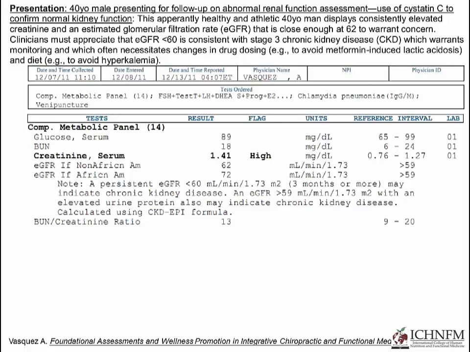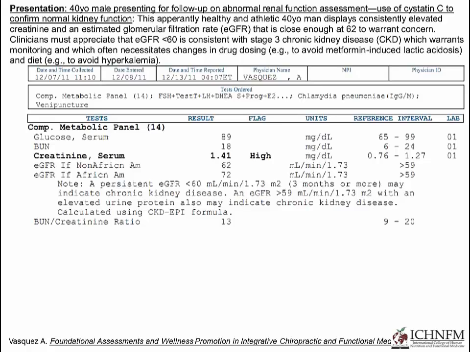So here's a patient that I reported in one of my more recent books called Foundational Assessments and Wellness Promotion in Integrative Chiropractic and Functional Medicine. This is a 40-year-old male presenting for follow-up on abnormal renal function, and in this case I had to use a cystatin C to make sure this patient was okay. You can see his serum creatinine is getting a little suspiciously high here. It's at 1.41. Again, 1.4 in a woman or 1.5 in a man is considered a problem. So I was a bit perplexed why this young, athletic, otherwise very healthy young man was starting to have problems with his serum creatinine level.